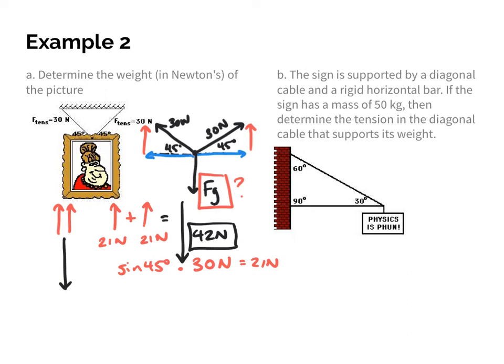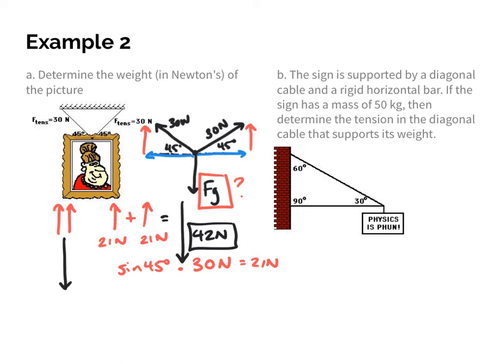All right, we have a sign that's being supported by a cable, and you're given the angle of the cable, about 30 degrees off of that horizontal bar. You're given that the mass of the sign that it's supporting is 50 kilograms, and our goal is to determine the tension in the cable, okay?